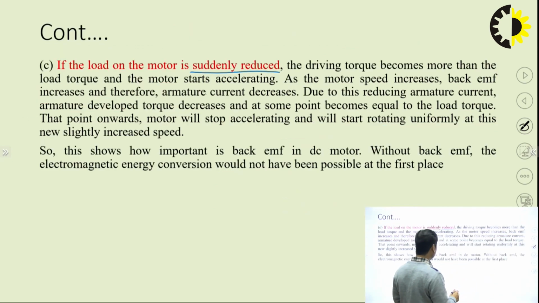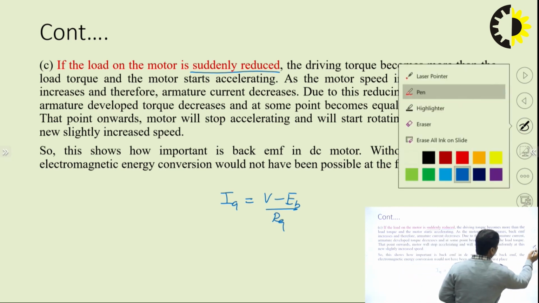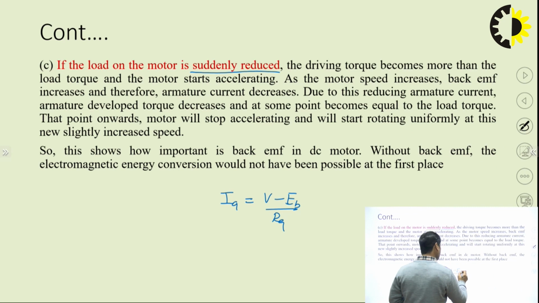So again for this case the current equation is IA equals (V minus EB) upon RA. We know that the speed is high because the load is reduced, that means the speed is accelerated. So this whole numerator will decrease.